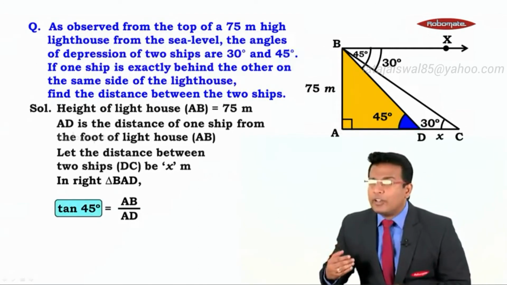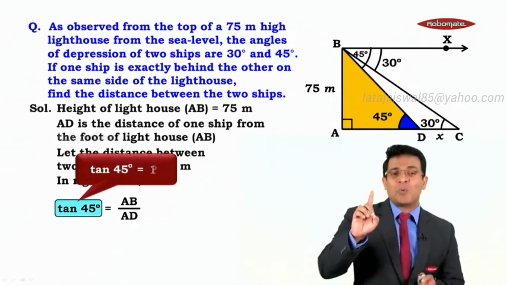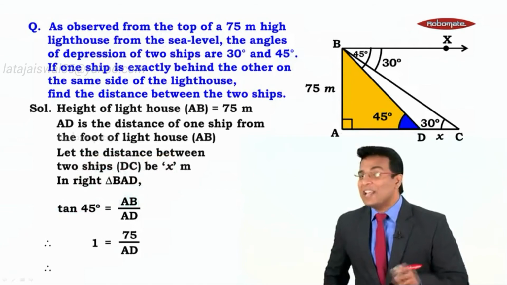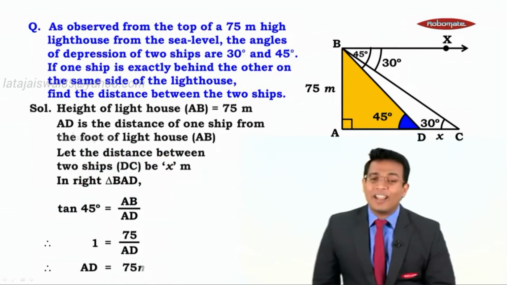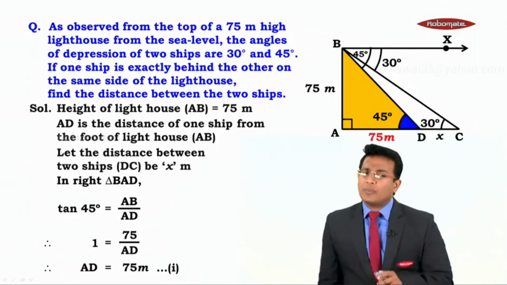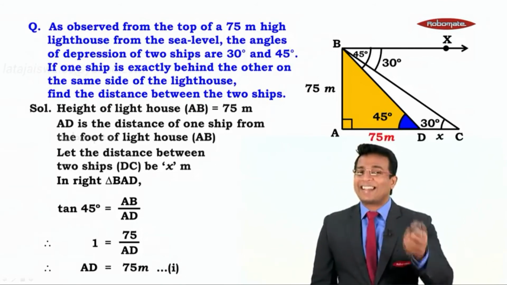The value of tan 45 from the trigonometric table is 1. Beautiful. So we substitute that. So we get 1 is equal to 75 upon AD. Hence we get the value of AD as 75 meter. You got the value of AD. Right, let's say this is our equation number 1. Now this is going to help us in the next right angle triangle.